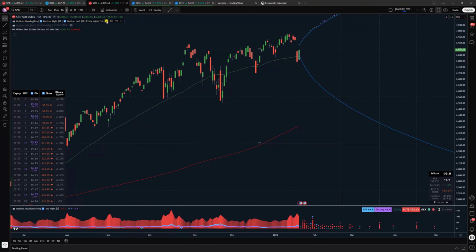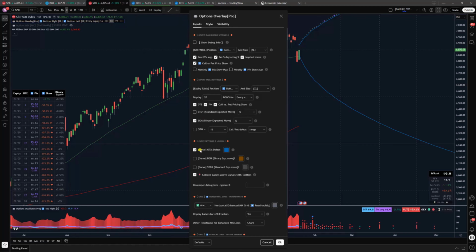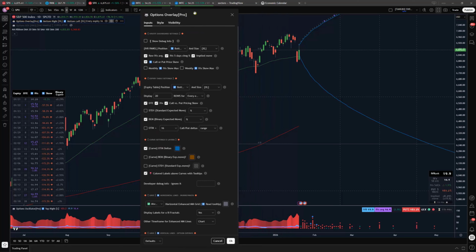Inside the indicator settings, if you click here, you can see the curve settings and layers, and the curve is enabled by default. If you want to change the curve delta, which is by default 16, you have to change the number in here. So for example, if I change it to 25, the curve will change. See how it narrowed down, because 25 delta is closer to the current market price. If you change back to 16, that's the standard default setting of the indicator.